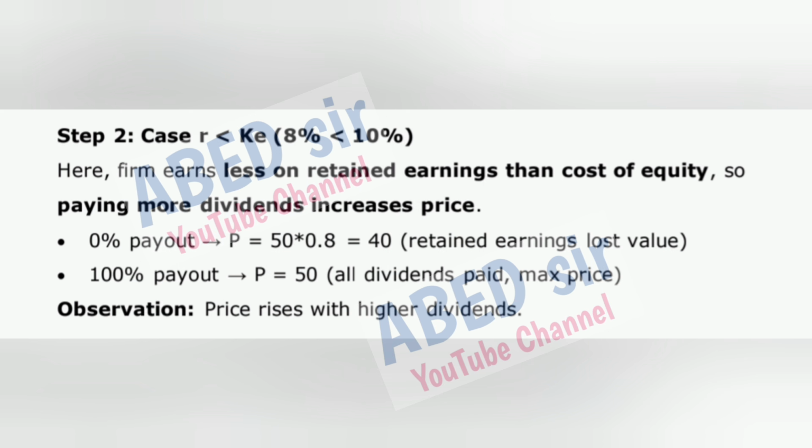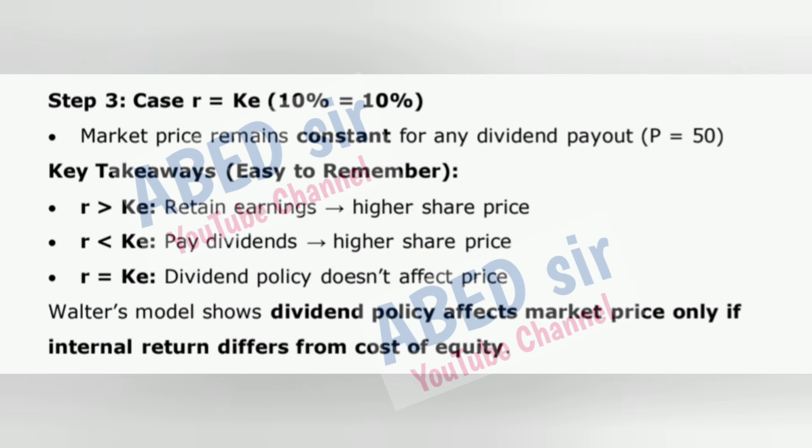Step 2. Case R less than K, 8% less than 10%. Here, the firm earns less on retained earnings than cost of equity, so paying more dividends increases price. 0% payout, P is equal to 40, retained earnings lost value. 100% payout, P is equal to 50, all dividends paid, maximum price. Observation: price rises with higher dividends. Step 3. Case R is equal to K, 10% equals 10%. Market price remains constant for any dividend payout, P is equal to 50.